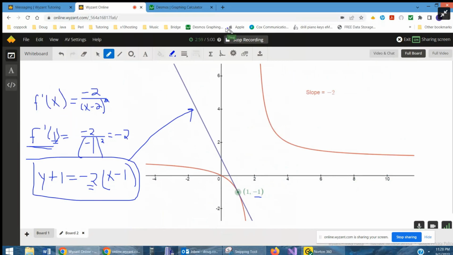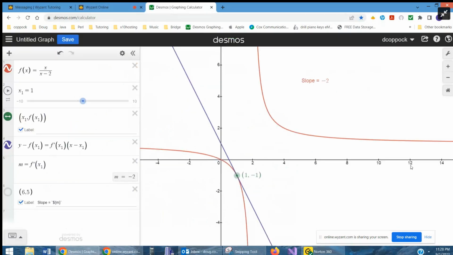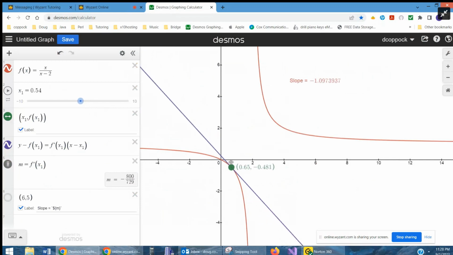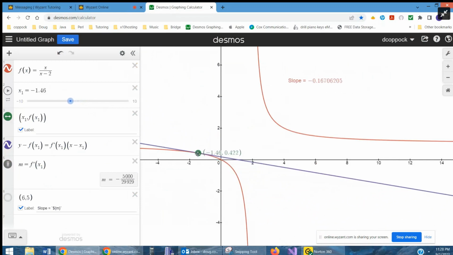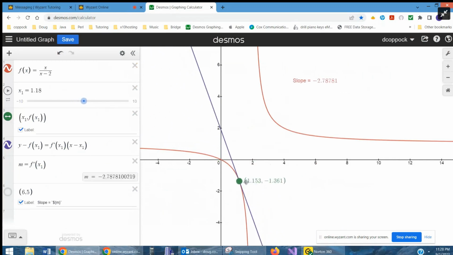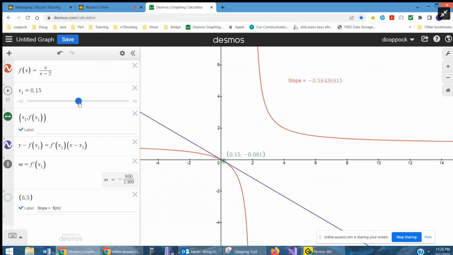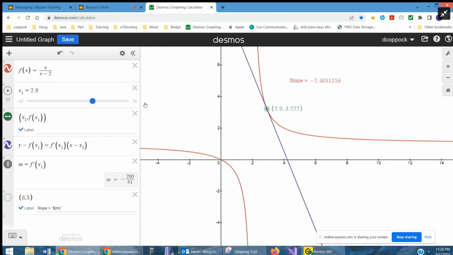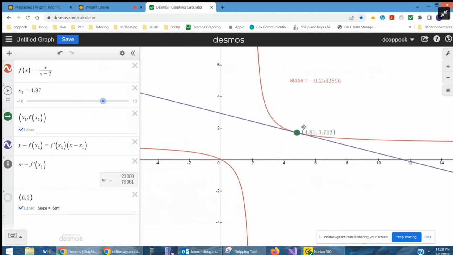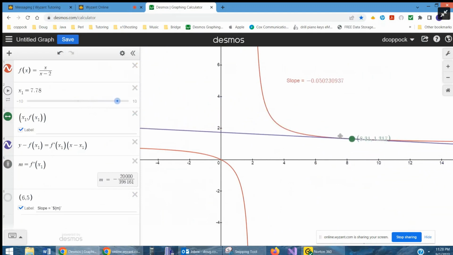and I needed to find the derivative in order to find the slope of that line. If I go to Desmos, here's the graph that I used for that picture, and you can see that as I move this point around, the slope changes. If I want to get over to the other branch, I got to go like that. And there's some more tangent lines to that curve.